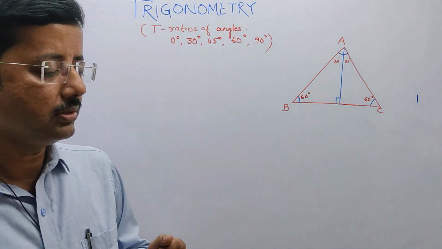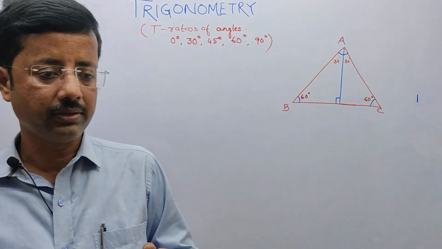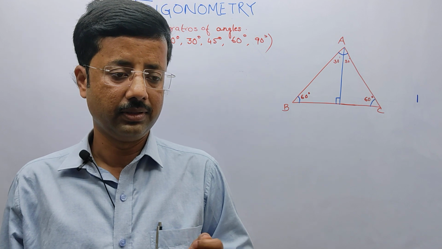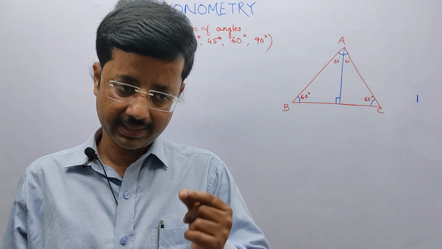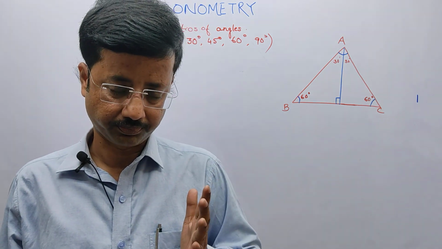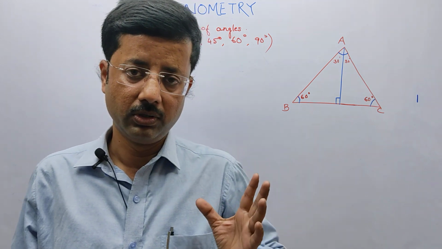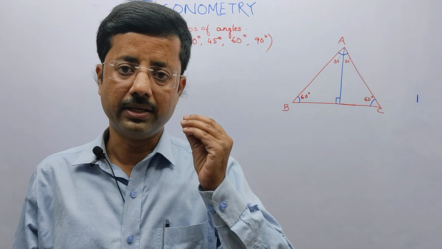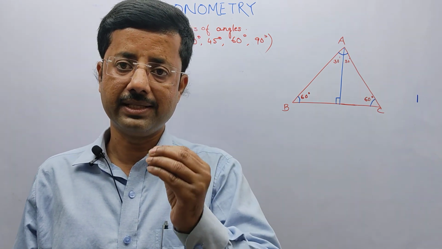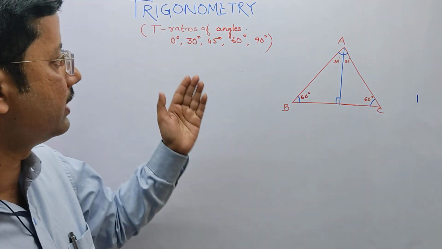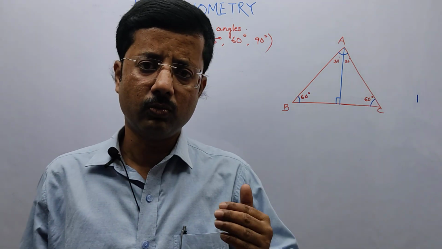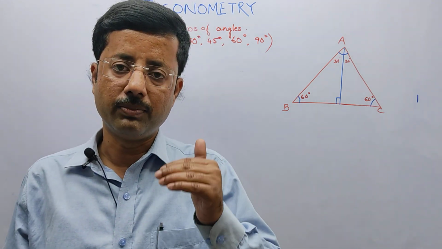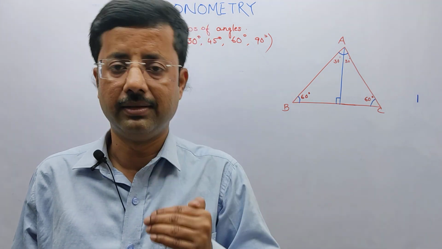Now talking about trigonometric ratios of the angle, what exactly does it mean? I am asking you, what exactly does it mean when I say trigonometric ratios of angle 60 degree? Here I have written a few angles also, 0, 30. So what exactly does it mean when we talk about trigonometric ratios of the angle?